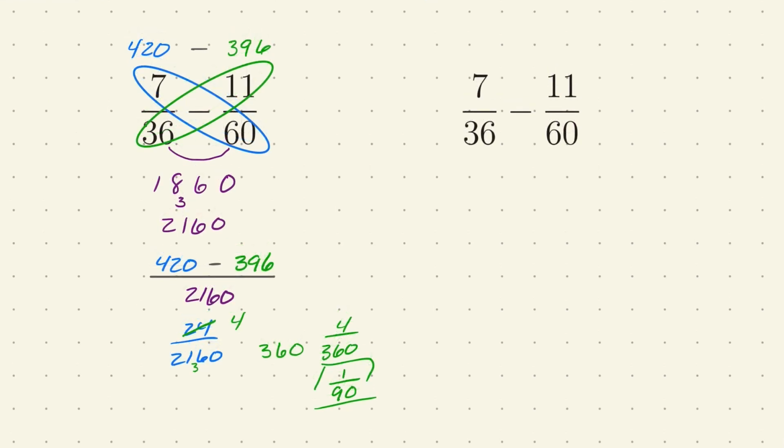All right, so now let's go ahead and subtract these using the simplifying before adding or subtracting method. 6 will go into both 36 and 60 evenly. So if I take 36 and divide it by 6, I'm left with 6. And if I take 60 and divide it by 6, I'm left with 10.